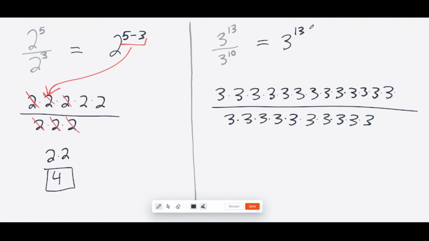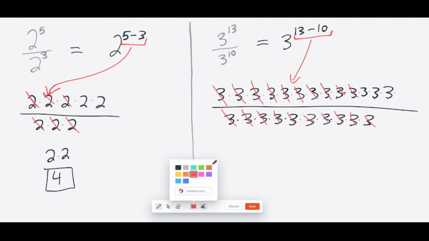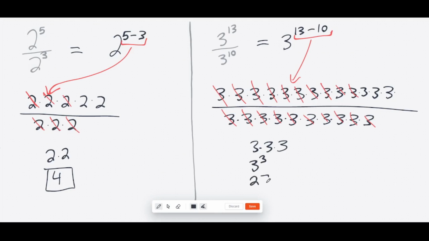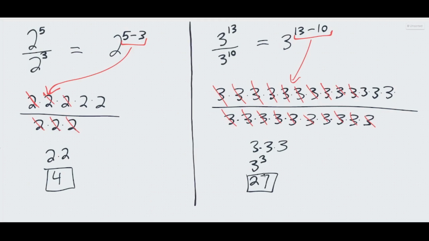So we'll have 3 raised to the power 13 minus 10, and you can see here 13 minus 10 really corresponds to these canceling out. So that and that, that and that, and then continuing this process, we just keep taking 1 out of the numerator and 1 out of the denominator until we're finally left with 3 times 3 times 3, which is by definition 3 to the third power, which is finally equal to 27. So that's the general idea. That's why these formulas work with actual numbers involved.